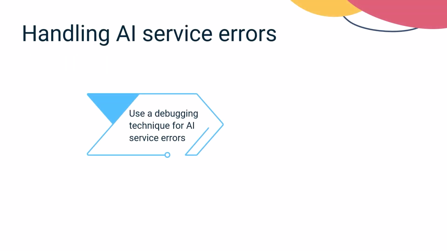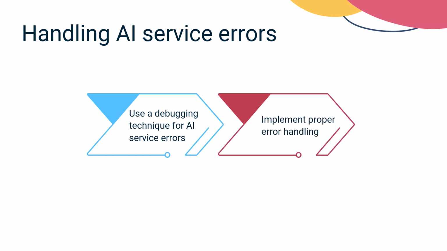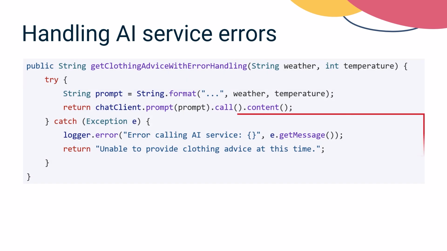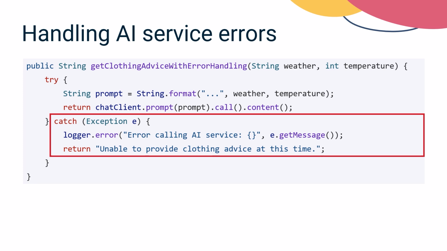Additionally, you can use a debugging technique for AI service errors. Because AI services can fail, you should implement proper error handling. The code shown here uses getClothingAdvice with error handling to catch exceptions when the AI service fails, and it logs detailed error messages, making it easier to identify and diagnose problems. By recording errors, you can quickly trace issues during development or in production without the application crashing.